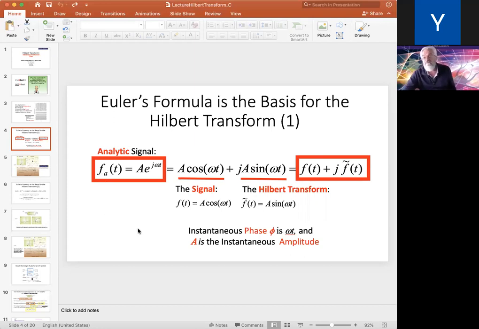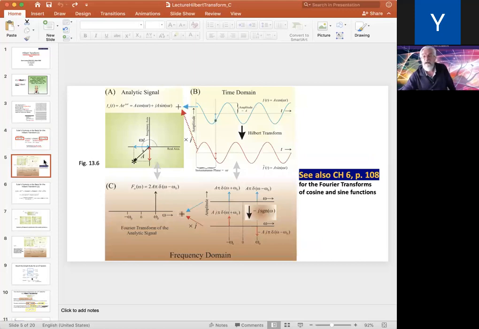And here, in principle, of course, the phase of your signal is omega t plus phi, and the amplitude is a, basically a here in both the Hilbert transform and the signal. So how does this work if we try to combine this? I'm going to project now figure 13.6, and this is again the example that I was just talking about. We're going to take the cosine here, and now we are going to consider the Hilbert transform, which is basically the sine, which is this signal.